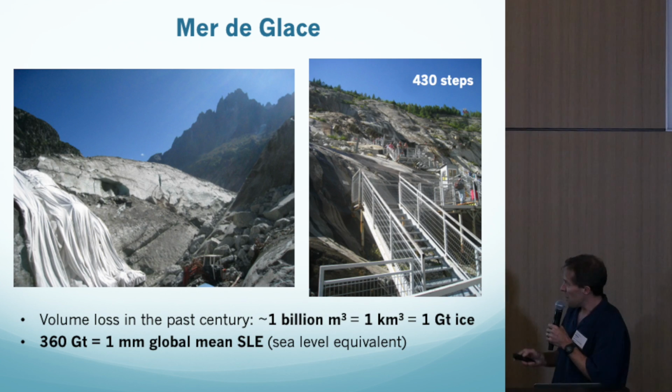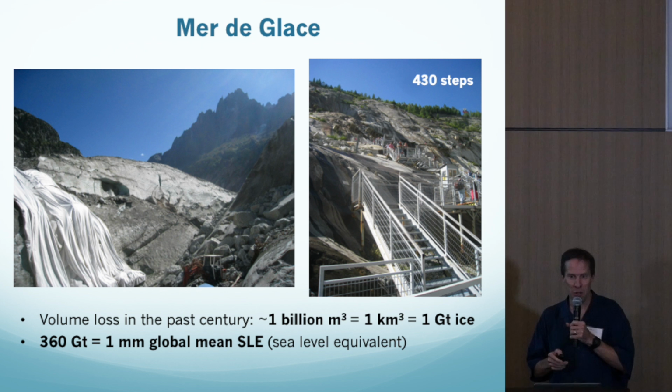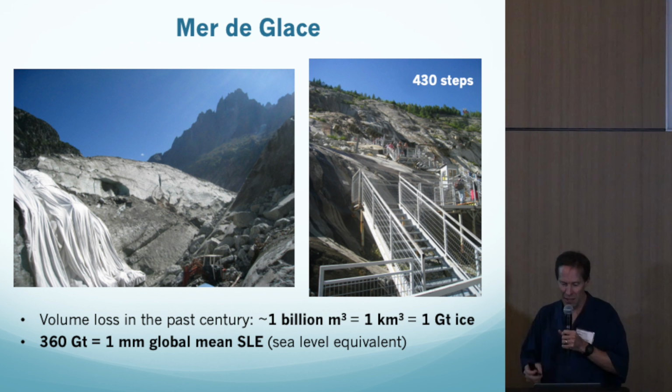And so you walk down, and then here you are at the bottom where they've put draperies over the ice to try to reduce how fast it melts. And you look back up, and you've got 430 steps to climb just to reach where the surface of the glacier was in the 1980s. And this is not atypical of the Alps. The Alps are losing ice very quickly.